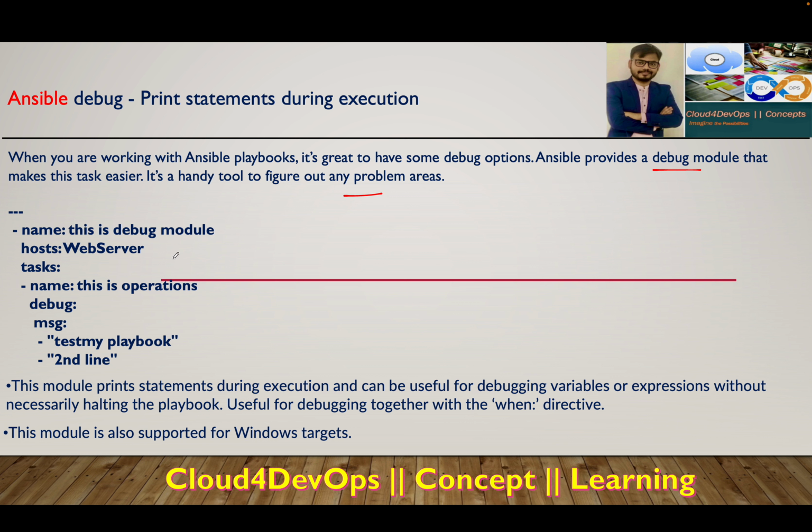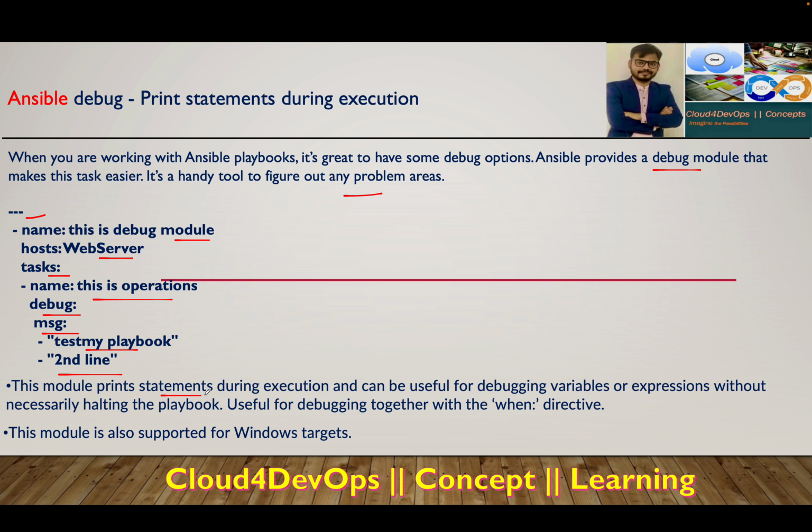This is the same simple playbook that you write, but inside the playbook you mention a debug module. As you can see, we start with the three dashes of the YAML playbook. Then the name, the hosts on which you want to trigger the task. Under tasks, I'm giving the name as "this is my operations". Debug, I'm using a debug module, then msg: test my playbook. Whatever set of operations you're performing, you can print out those statements with the help of the debug command.